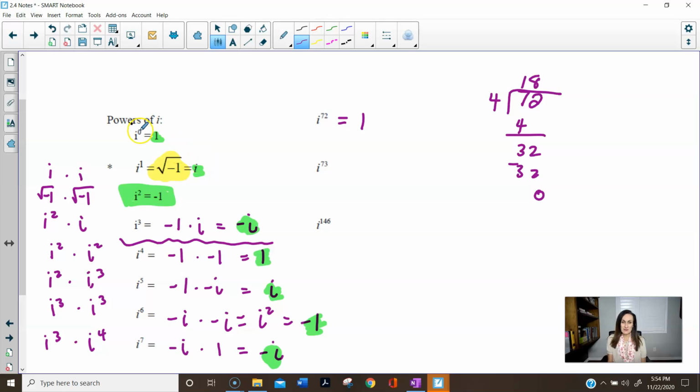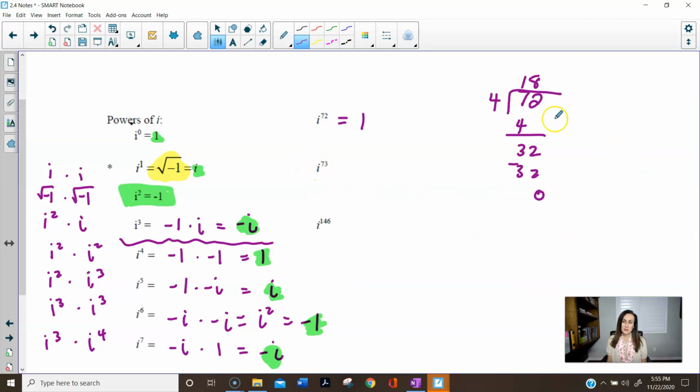So the remainder of 0 is 1. The remainder of 1 is i. Remainder of 2 is -1. A remainder of 3 is -i. And then you would repeat: remainder of 4, remainder of 5, remainder of 6, remainder of 7, and you get that same pattern. So you're looking at the remainders after you divide by 4.